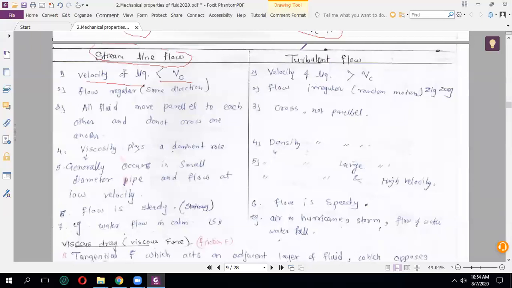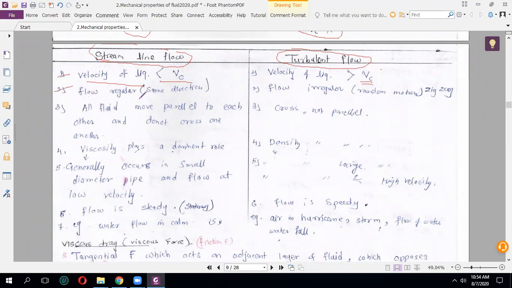Now coming to turbulent flow. In turbulent flow, the critical velocity is very high. Because of high velocity, the liquid motion is random. The liquid is not able to move properly. Second point. First point I have made clear.